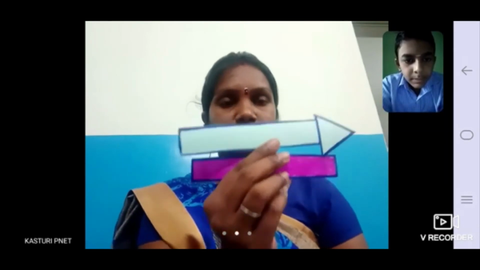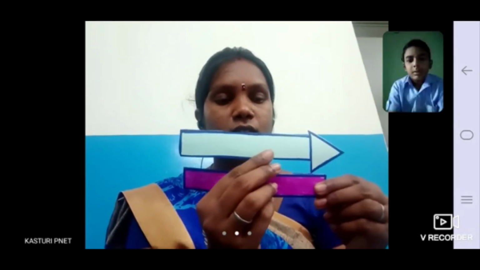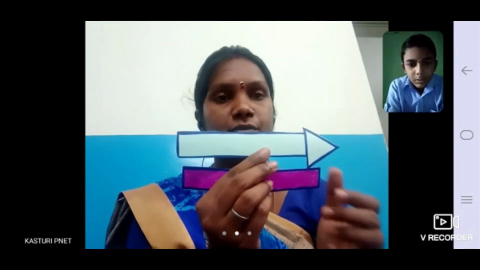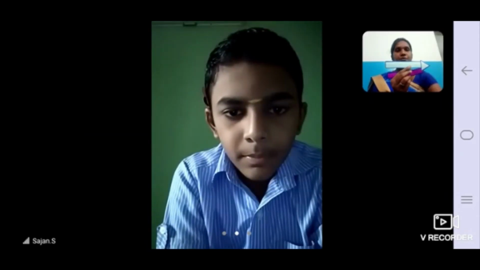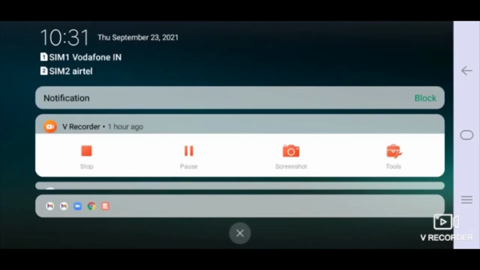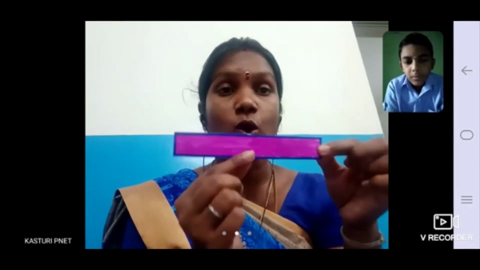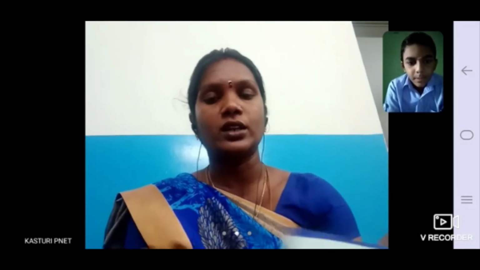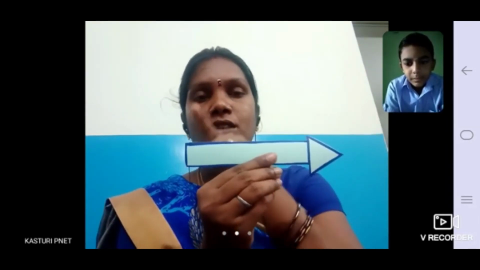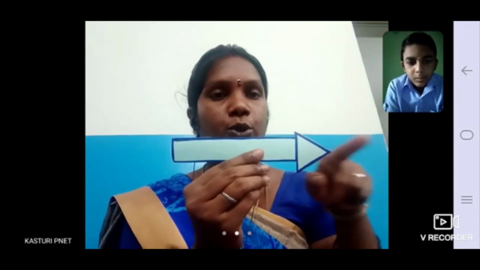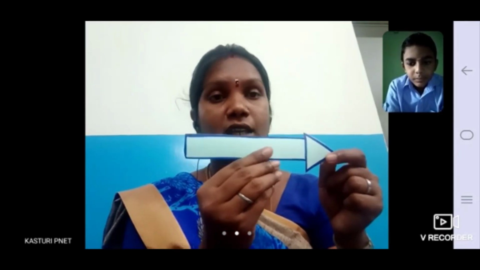Arrow mark. Okay, so again I will tell you, the line always has point A and point B, so it ends at only two points. That's why we call this a line. And the ray starts at one point and goes on, it does not end at any point. If it ends, we say it is a line. But what is a ray? The ray starts at one point and the other end goes on.